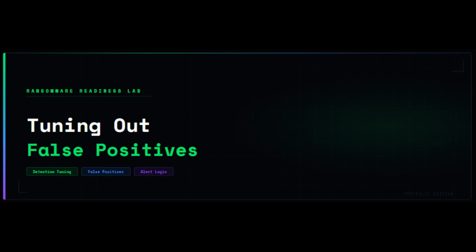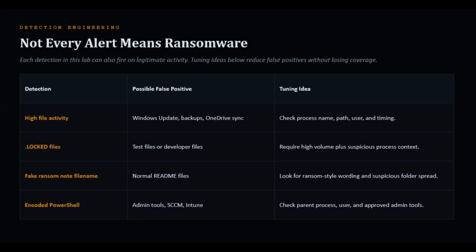Next, I'm looking at possible false positives. A high number of file events could come from Windows updates, backups, or OneDrive sync. Not every alert means ransomware. Some file activity can come from normal tools like updates, backups, or OneDrive. To reduce noise, I would combine multiple signals instead of relying on one event. I would look at the process, file path, user, timing, encoded PowerShell, and ransom-like artifacts together.